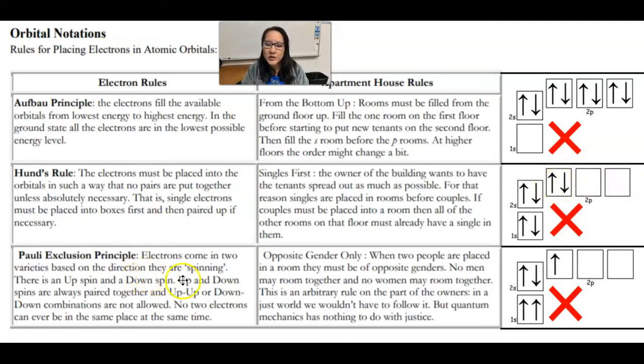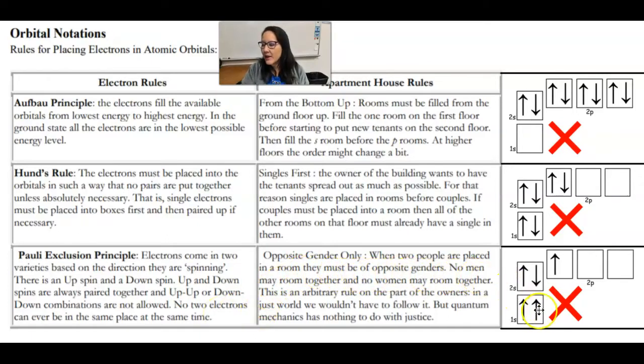The Pauli exclusion principle states that electrons come in two varieties based on the direction they're spinning. There is an upspin and a downspin. Up and down spins are always paired together, and up-up or down-down combinations are not allowed. No two electrons can ever be in the same place at the same time.